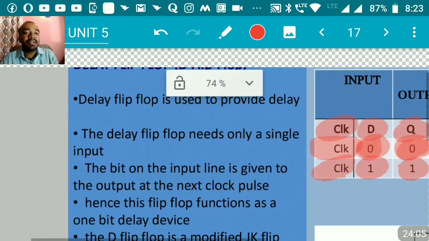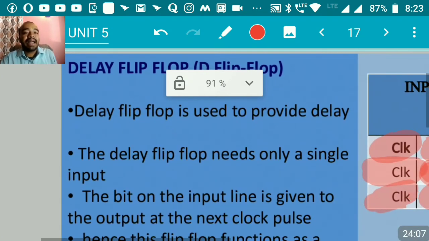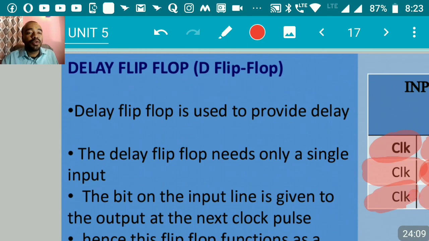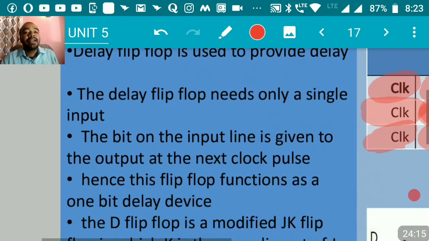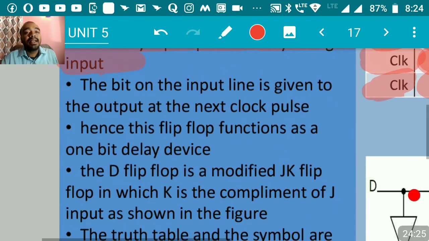So let us try to understand the theory of the D flip-flop. That is, the D flip-flop is used to provide the delay. Then the D flip-flop needs only one single input. Yes, we know that from the logic diagram and even the block diagram. Then the bit on the input line is given to the output at the next clock pulse. This is what you people have to remember.